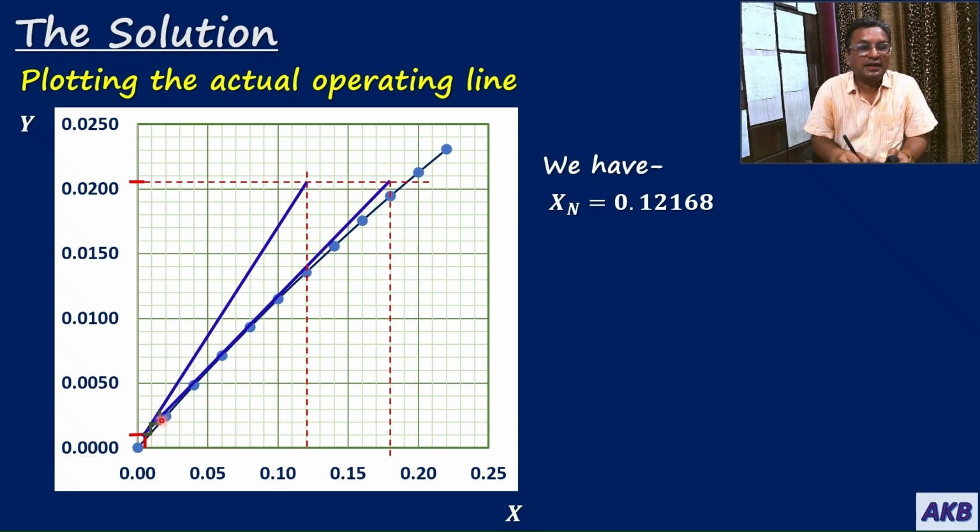then vertically again to the operating line, horizontally to the equilibrium curve, vertically to the operating line, and so on, continuing to alternate horizontally to the equilibrium curve and vertically to the operating line.